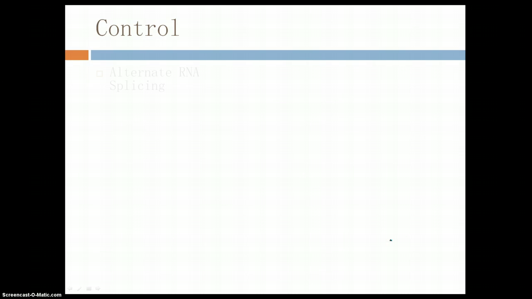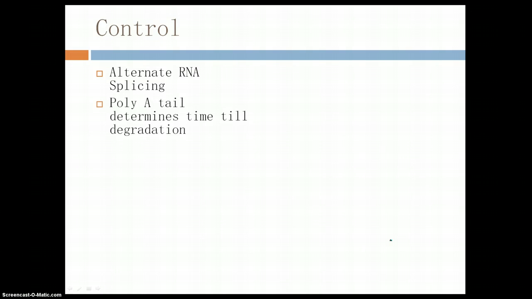including after it's been transcribed. You know how introns and exons are removed? There's actually alternate methods for that. So sometimes you can remove different sections of pre-mRNA transcript to change the structure.